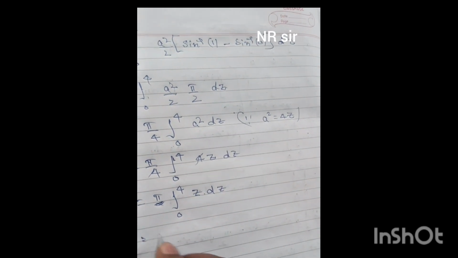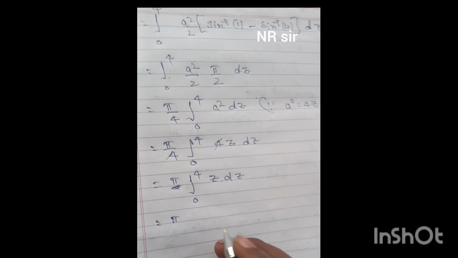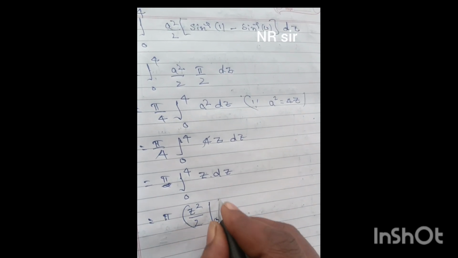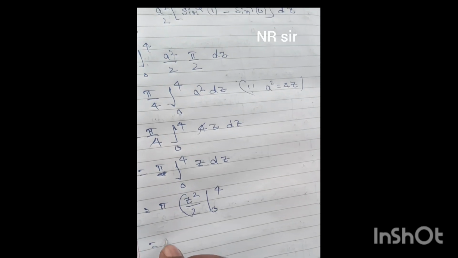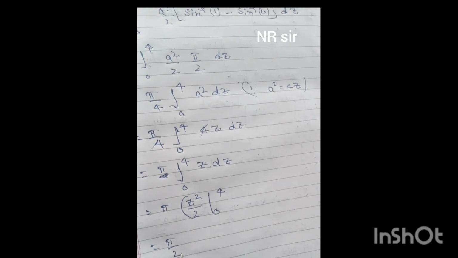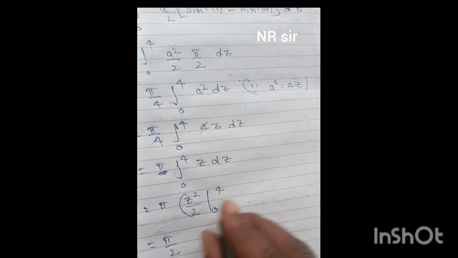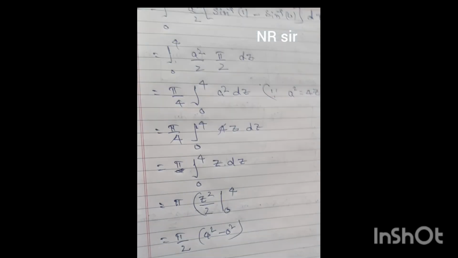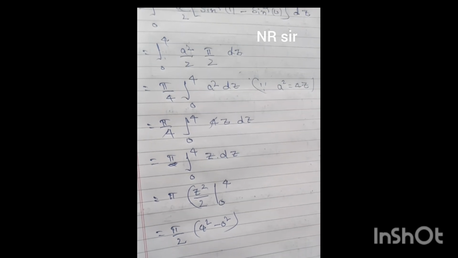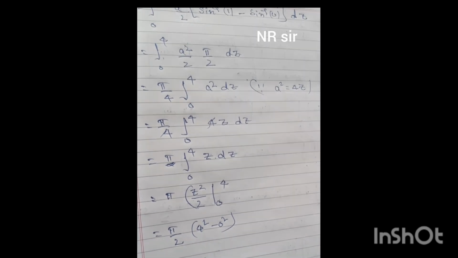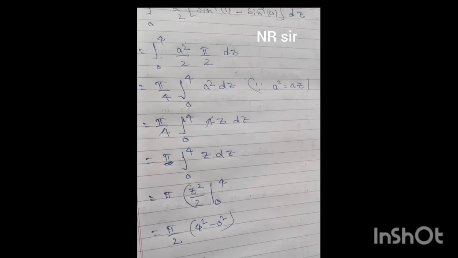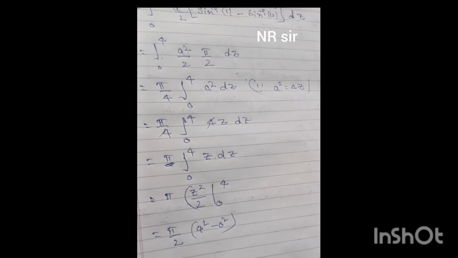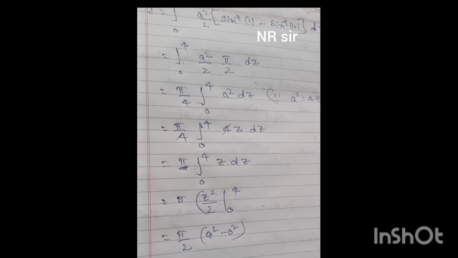Now 4 will get cancelled, pi integration 0 to 4 z dz. Now this is equal to pi, and the integration of z is z square divided by 2, from 0 to 4. If you operate the limits, in the place of z you substitute upper limit minus lower limit, that is 4 square minus 0 square, so pi by 2 into 16. So now this will become 8 pi. This is the required answer for the given triple integral.